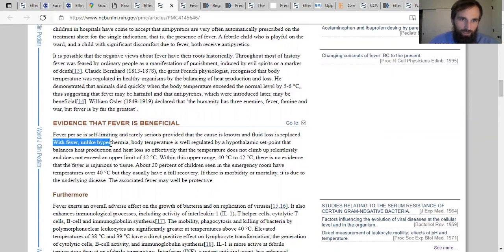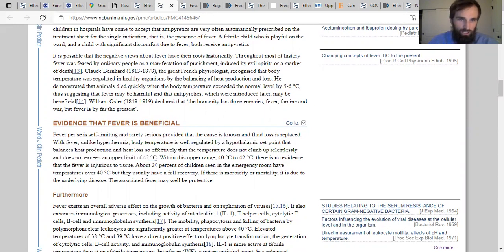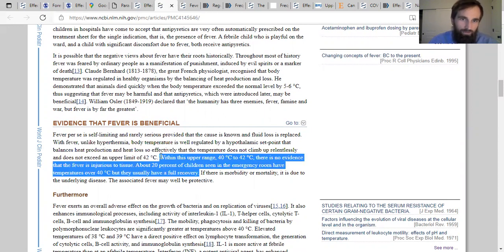So with fever, unlike hyperthermia, body temperature is well regulated by the hypothalamic set point that balances heat production and heat loss so effectively that the temperature does not climb up relentlessly and does not exceed the upper limit of 42 degrees Celsius. Within this range, 40 to 42 degrees Celsius, there's no evidence that fever is injurious to tissue. About 20% of the children seen in an emergency room have temperatures over 40 degrees, but they usually have a full recovery.